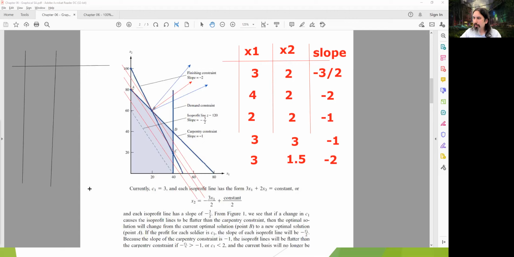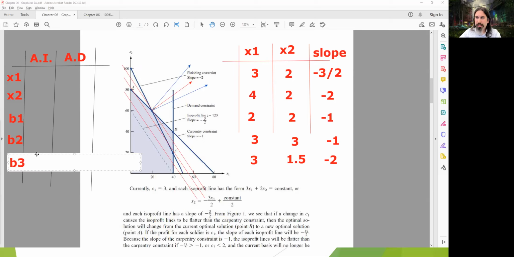Now, what I will have here is allowable increase, allowable decrease. Now I have x1 and x2, and I also have the right-hand side, b1, b2, and b3. The values for the right-hand side are called b.